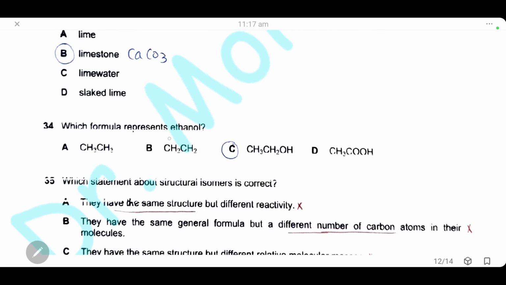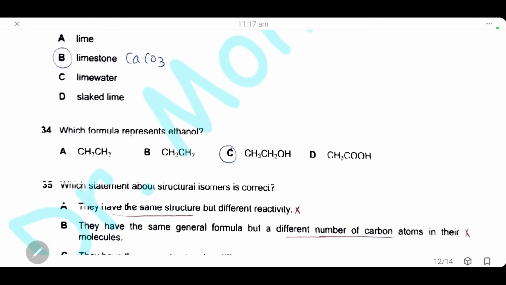34. Which formula represents ethanol? Ethanol is CH3CH2OH, and the answer is C.